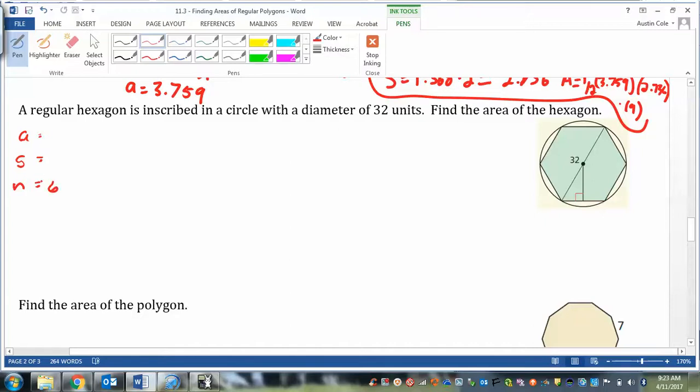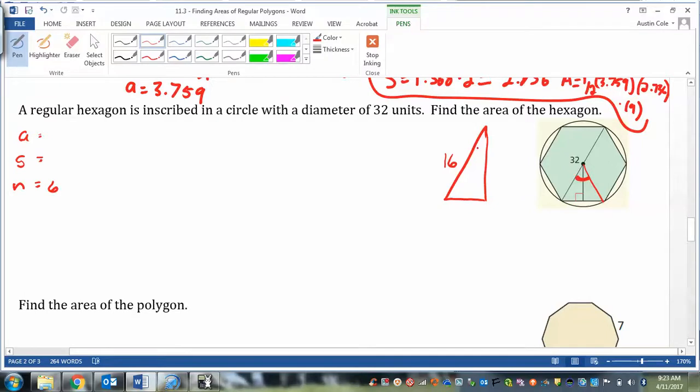Okay, so if I look here, and specifically I'm going to look at this triangle that is given to us. Is this 32? Oh, it's the diameter, isn't it? So this isn't 32, but rather this is 16. Okay, now to find the central angle, which is going to be this angle right here, I need to take 360 divided by the number of sides, which is 6. 360 divided by 6 is 60 degrees. That means this angle right here is 60.